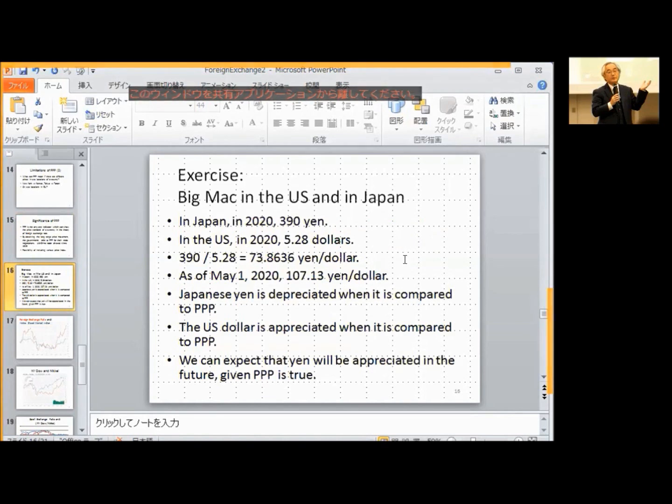But the actual exchange rate is 107.13 yen per dollar. So what does this mean? The Japanese yen is now depreciated when it's compared to PPP. Okay, the US dollar is appreciated when it's compared to PPP. So we can expect or we can forecast that yen will be appreciated in the future given PPP is true. If PPP is a reliable theoretical indicator, we will see that the Japanese yen will be highly appreciated.